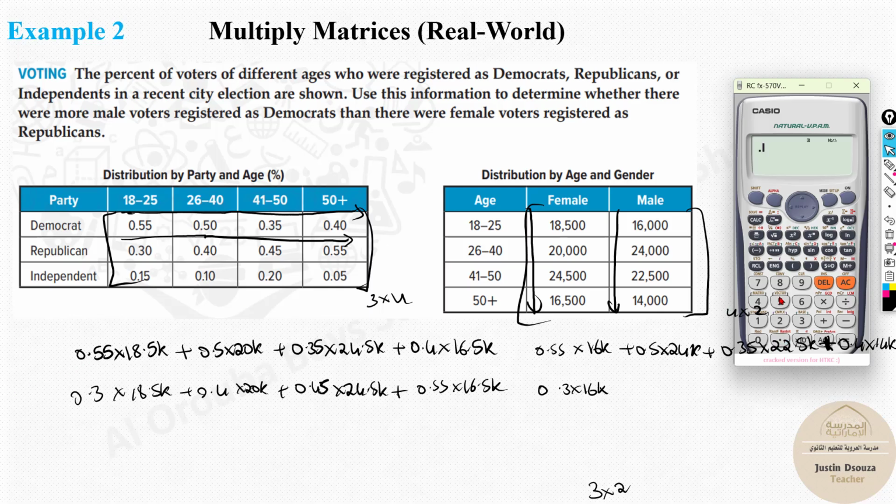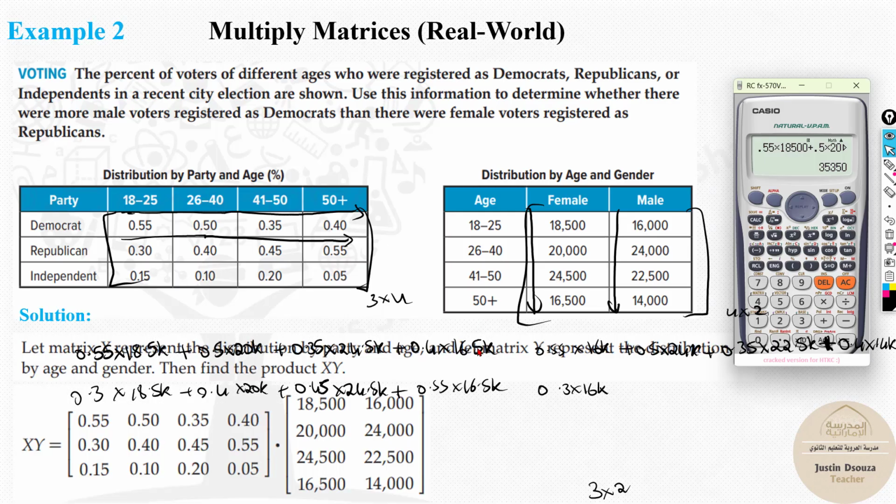Now it's 0.55 multiplied with 18,500. Plus 0.5 into 20,000, plus 0.35 into 24,500, and lastly we have plus 0.4 into 16,500. So the value we get is 35,350. Now let's look here, the answer 35,350. That's the first answer over here.